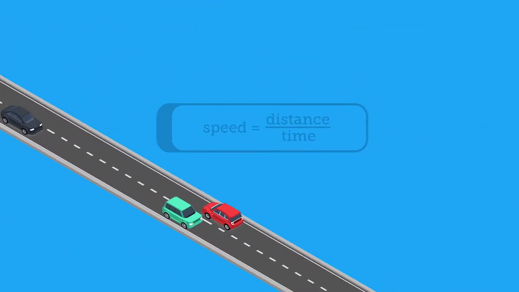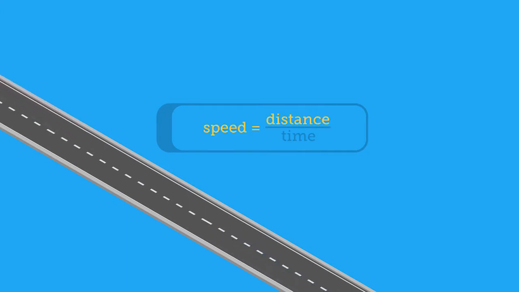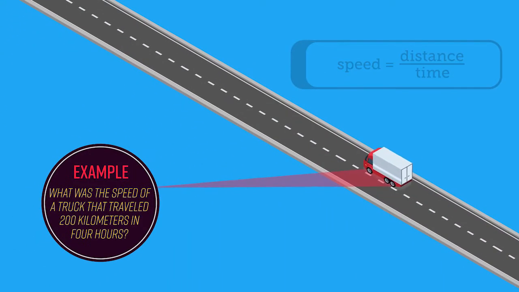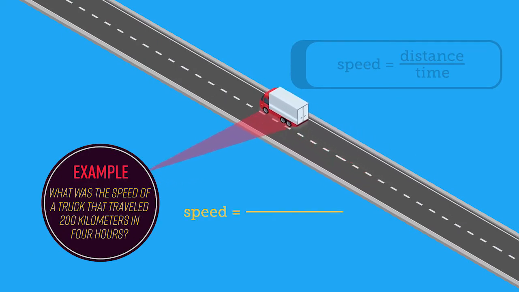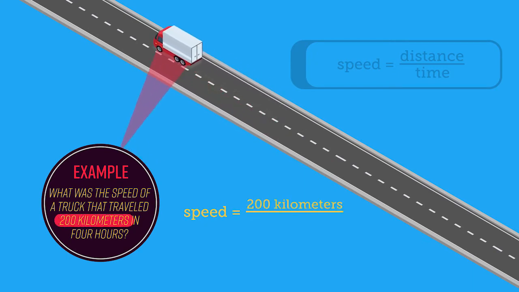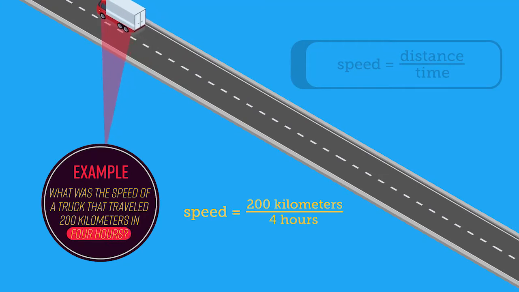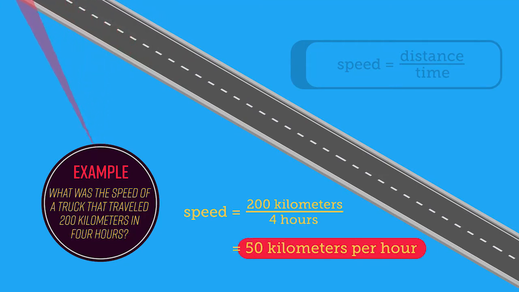To solve for velocity, you must use the equation for speed, because speed is a key part of describing velocity. Speed is equal to distance divided by time. Take a look at an example. What was the speed of a truck that traveled 200 kilometers in 4 hours? Since speed is distance divided by time, simply divide the distance, 200 kilometers, by the time, 4 hours. This gives you a speed of 50 kilometers per hour.